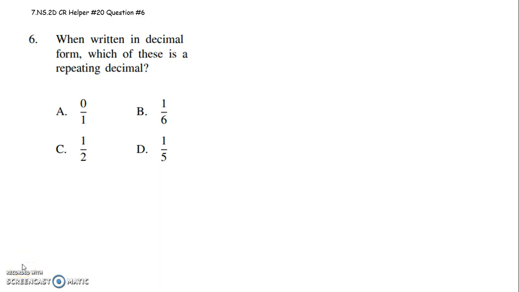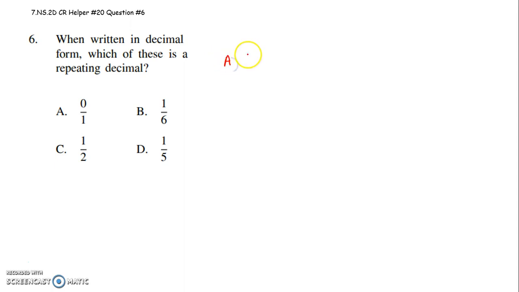Seventh graders, this is to help you with question 6 on CR20. It says, when written in decimal form, which of these is a repeating decimal? More than one way to go about this problem, but I'm just going to go ahead and rewrite each A, B, C, and D in decimal form so we can talk about which one would be repeating.